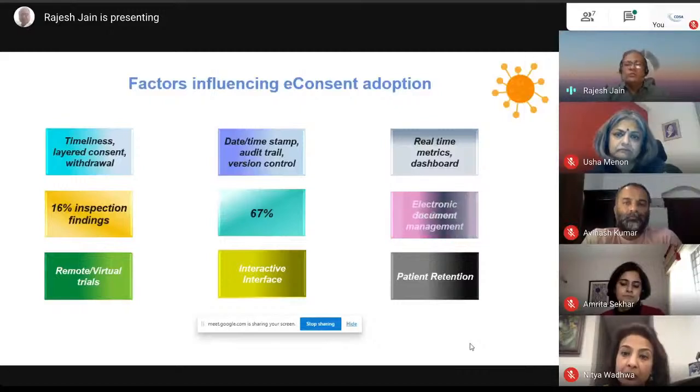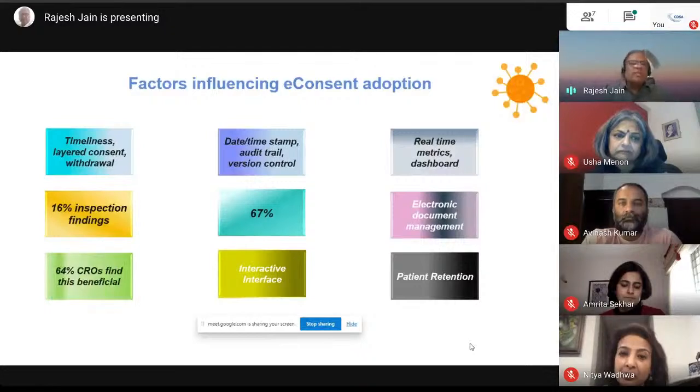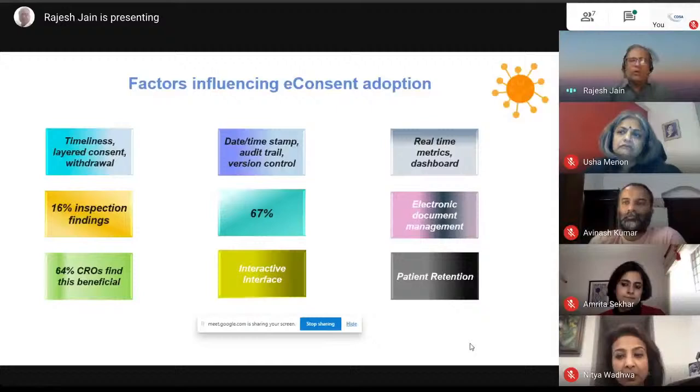It reduces the site burden, for one very obvious reason: paper and its management take up a lot of space, time, and effort. Photocopying, storing, archiving, and all those headaches are taken away. In a pandemic-like situation and thereafter as well, when you can't visit the sites, what do you do with the trials? Either you stop them, which is not the most effective way, or you move to a remote or virtual trial methodology, where e-consent makes it absolutely possible.